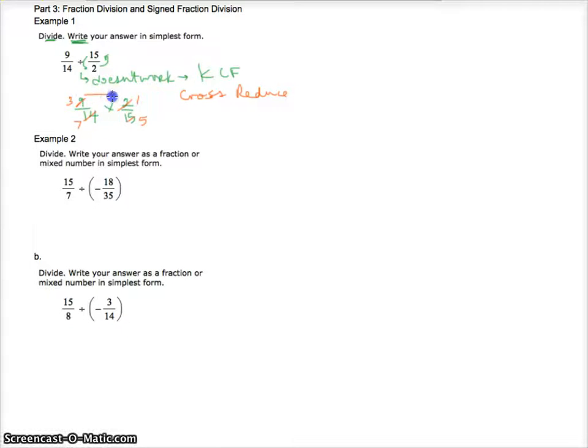And now I can multiply straight across. 3 times 1 is 3. 7 times 5 is 35. And this is just my answer because 3 over 35 cannot reduce. So remember, for fractions, we need to keep, change, flip. So we're going to change to multiply, and we're going to flip our fraction.